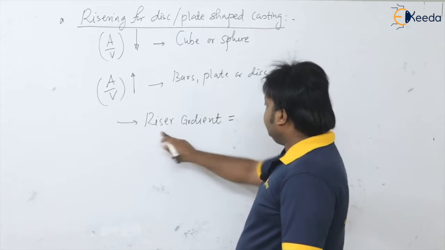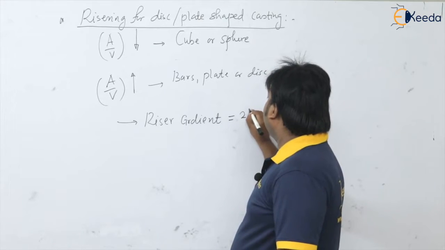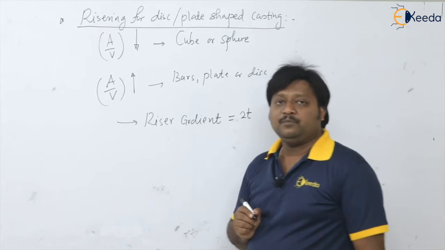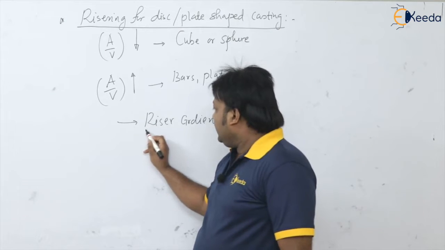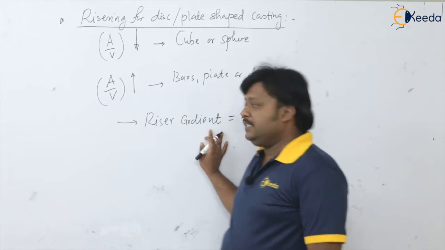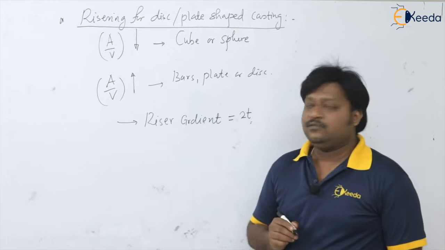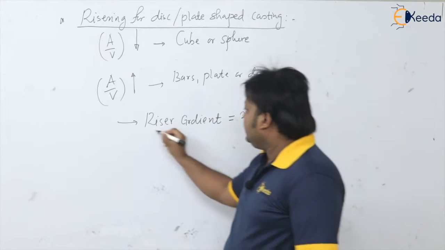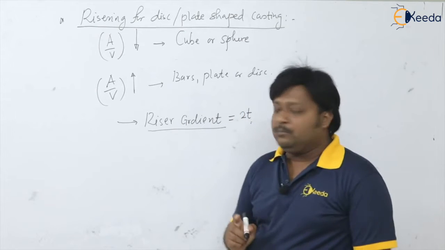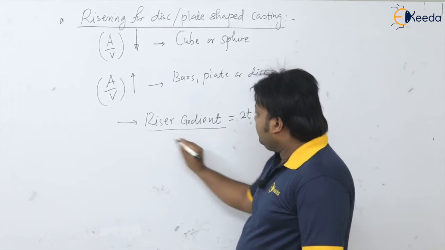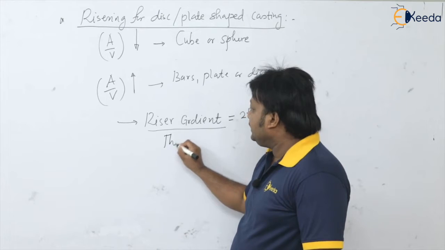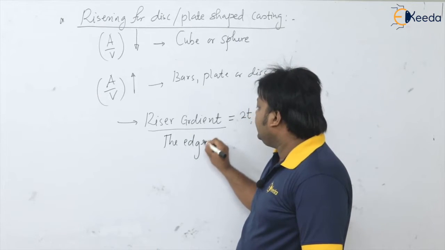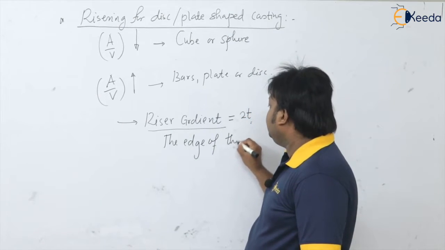The riser gradient is equal to 2 times the thickness. Please remember, how much is the riser gradient? It is 2t, where t is the thickness of the casting, of course in millimeters. And please remember that it is always taken from the edge of the riser.